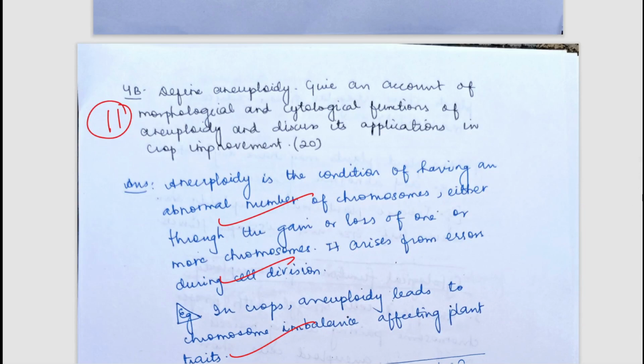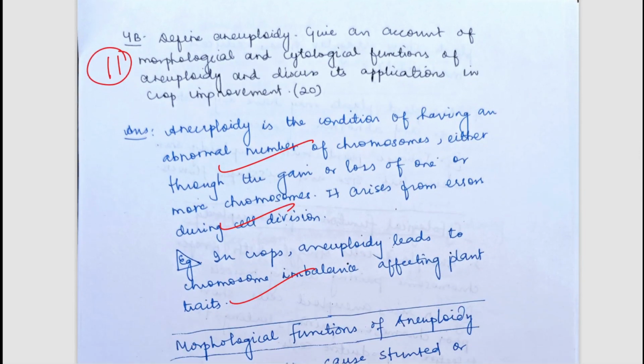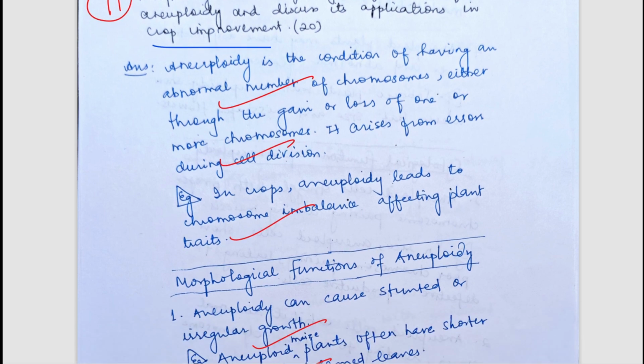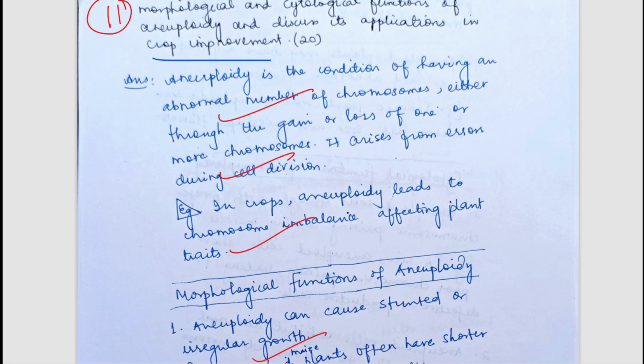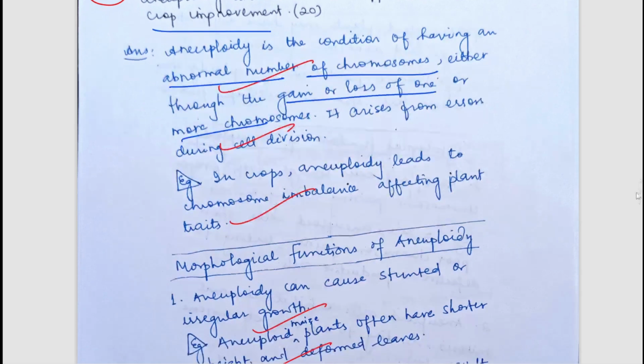Now let's move to the next question. The next question is, define aneuploidy and give an account of morphological and cytological functions of aneuploidy and discuss its applications in crop improvement. So what is aneuploidy? So aneuploidy is a condition of having an abnormal number of chromosomes, either through the gain or loss of one or more chromosomes. It arises from errors during cell division.